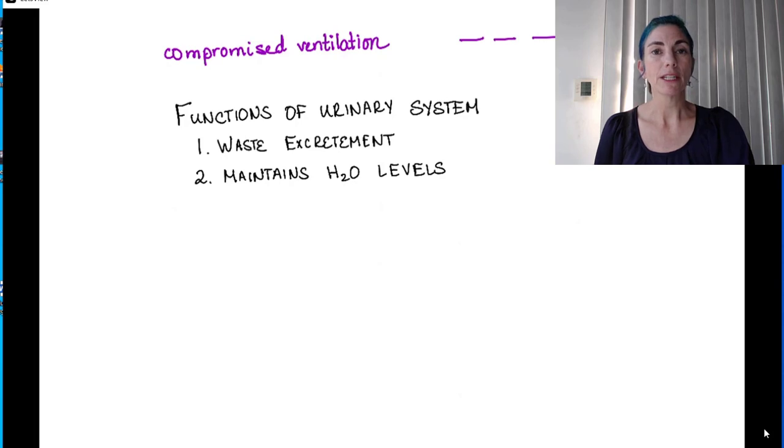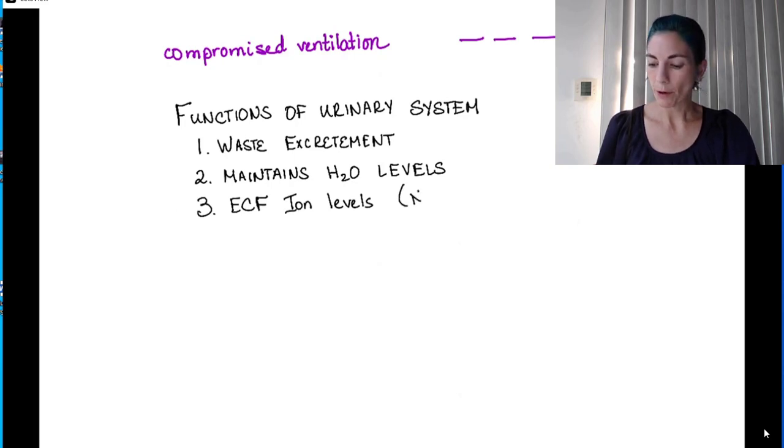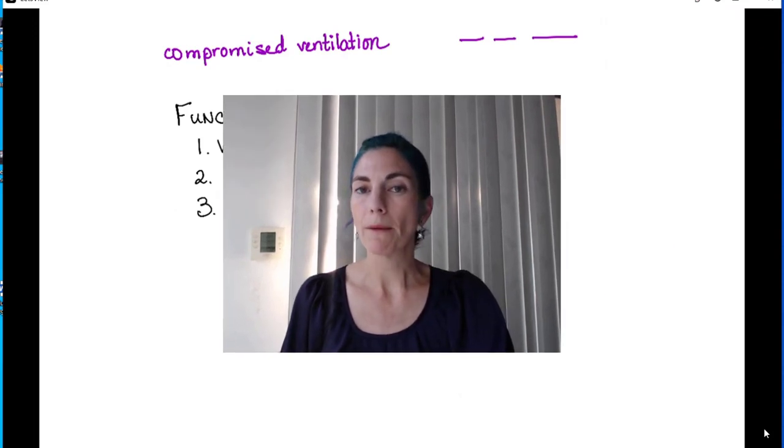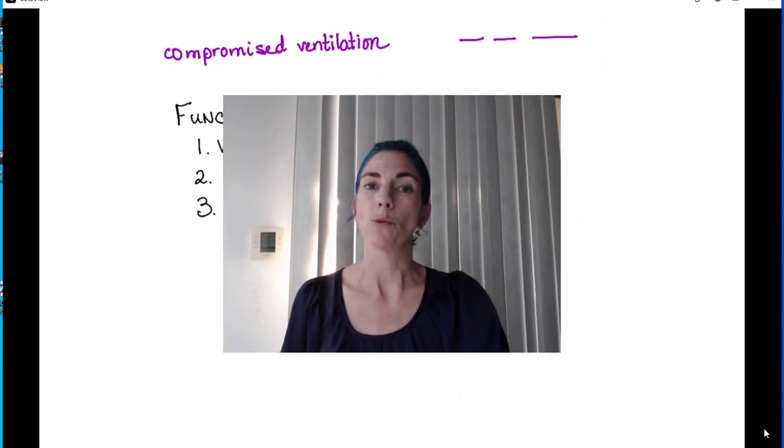Similarly, the urinary system is responsible for making sure that your extracellular fluid ion levels are maintained at appropriate amounts. What are the big ones that we need to look at? Well, sodium and chloride, and then also potassium. Potassium is not normally an ion that's concentrated in the extracellular fluid, and the urinary system aims to make sure that it stays that way. Because if you have too much potassium in the extracellular fluid, you ruin your electrochemical gradient, and things like action potentials are not going to occur.